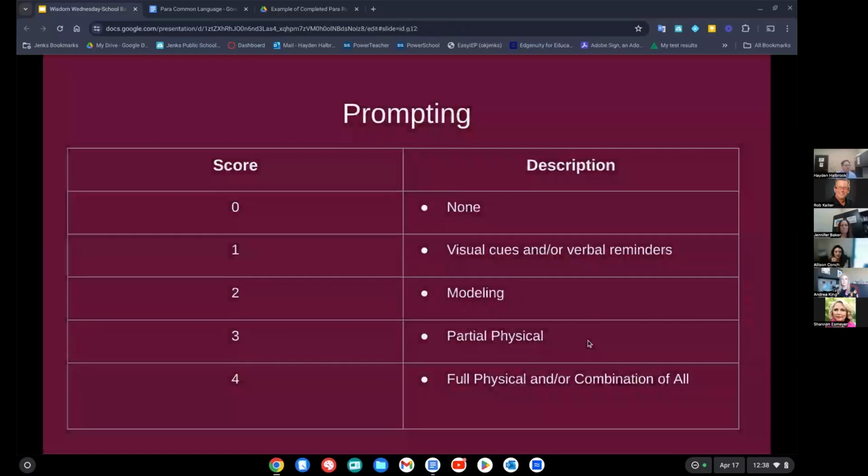And Hayden, that's just in terms of overall. Overall, does the student respond to visual cues and verbal reminders? And that's typically what they would respond to. Then that would be the description for them.